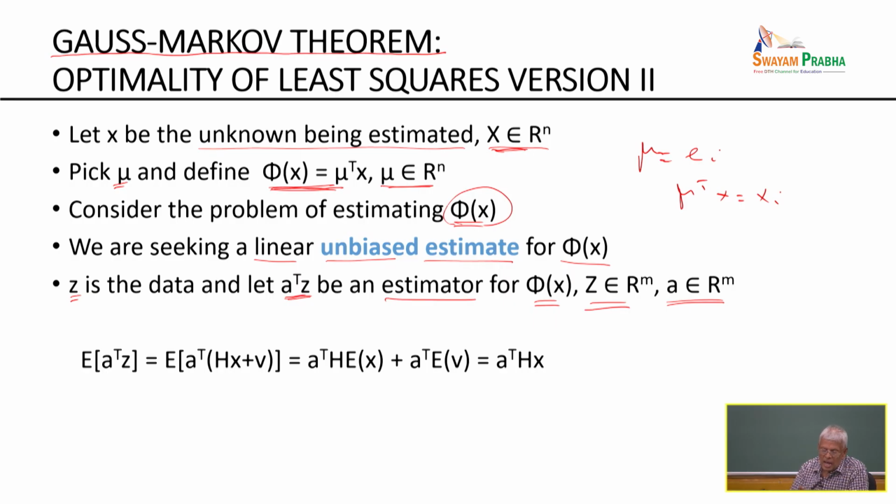I am going to consider the expected value of this estimator A transpose z, which is equal to the expected value of A transpose (Hx plus V), because z is equal to Hx plus V. This is equal to A transpose H E of x plus A transpose E of V. E of V is 0. This is A transpose H x. Now I want this estimate to be unbiased.